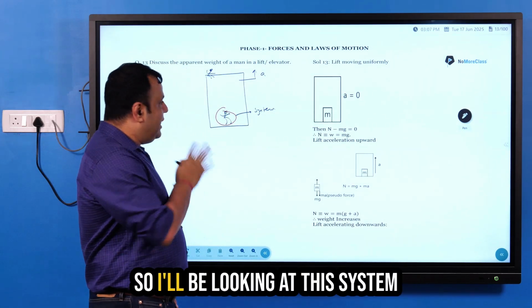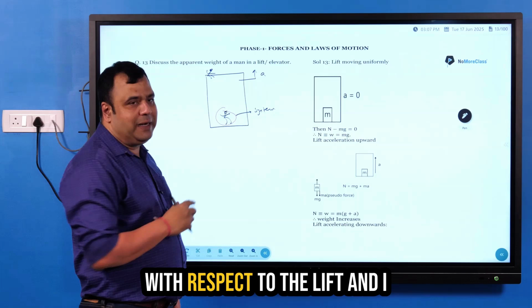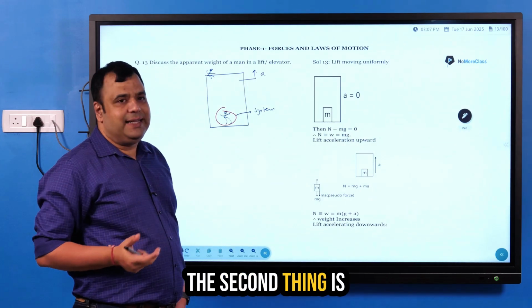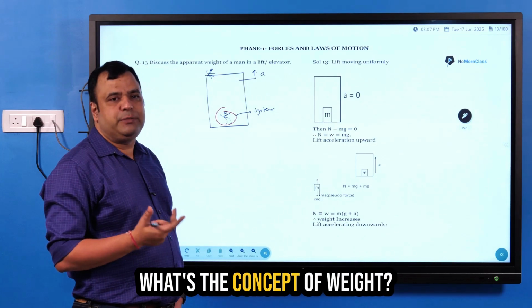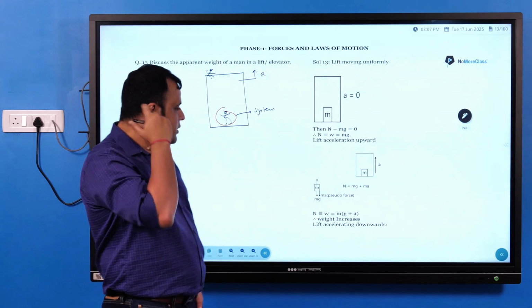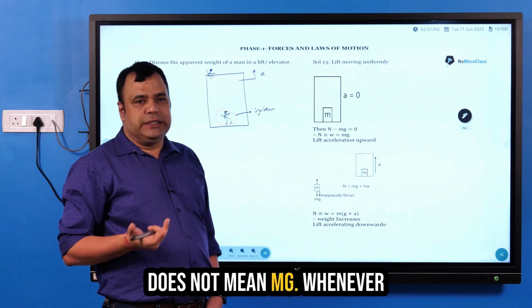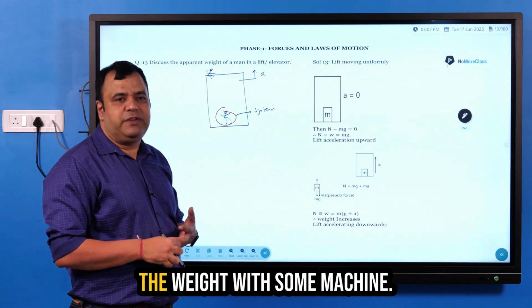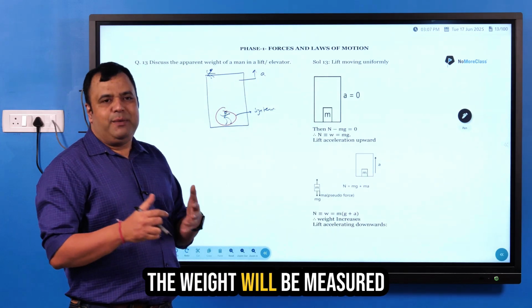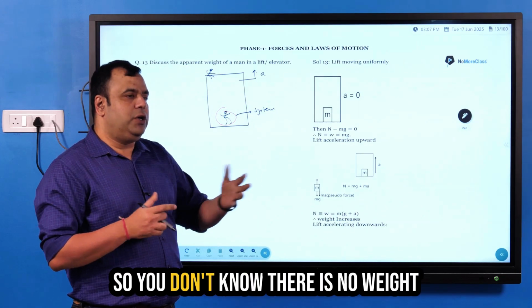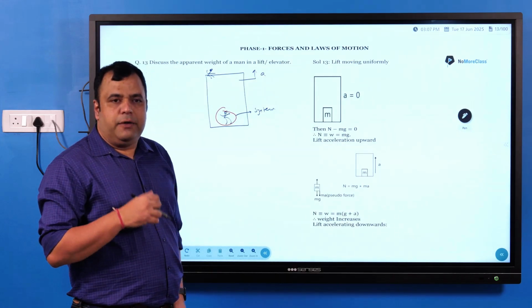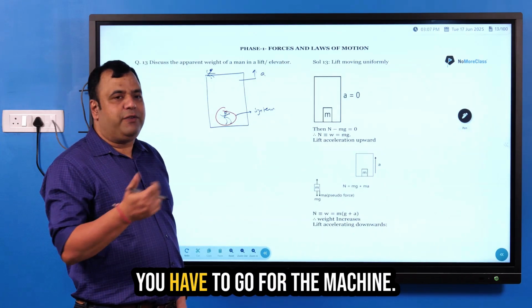So that's one thing. I'll be looking at this system with respect to the lift, and I need to apply the pseudo force. The second thing is the concept of weight. What's the concept of weight? So please understand, weight does not mean mg. Whenever we talk about the weight, ultimately we'll be measuring the weight with some machine. The weight will be measured with respect to a machine. There is no weight written on your face, basically. If you want to calculate the weight, you have to go for the machine.